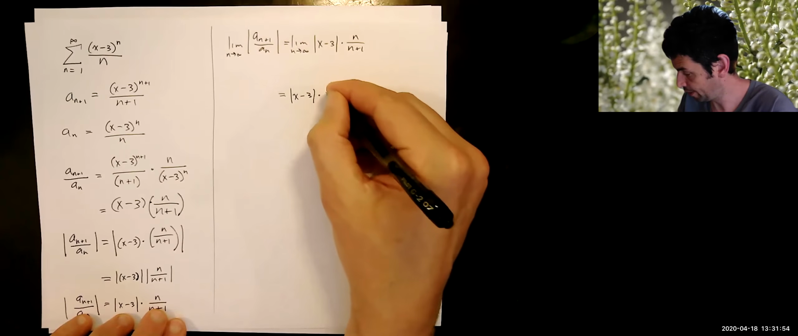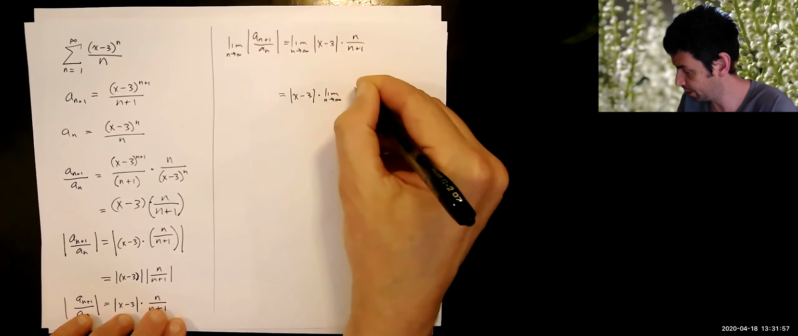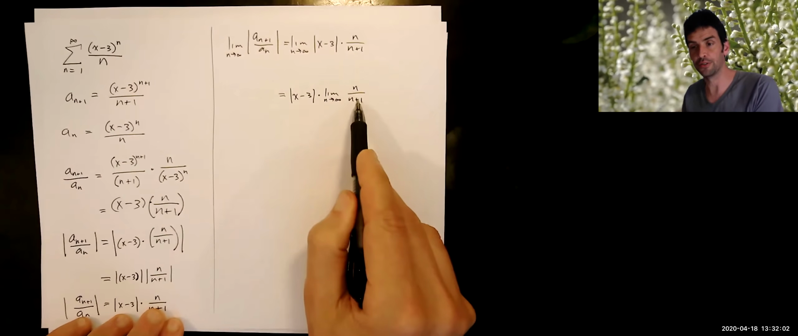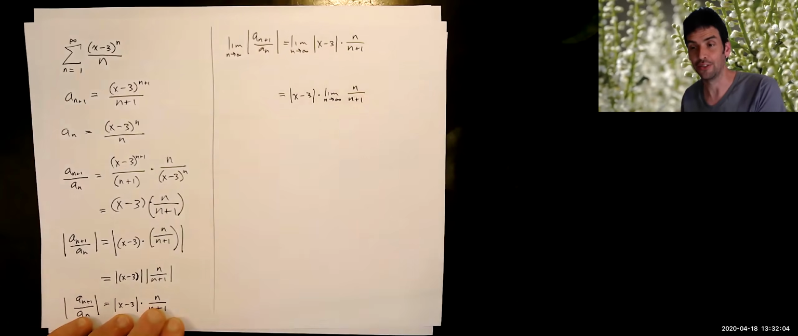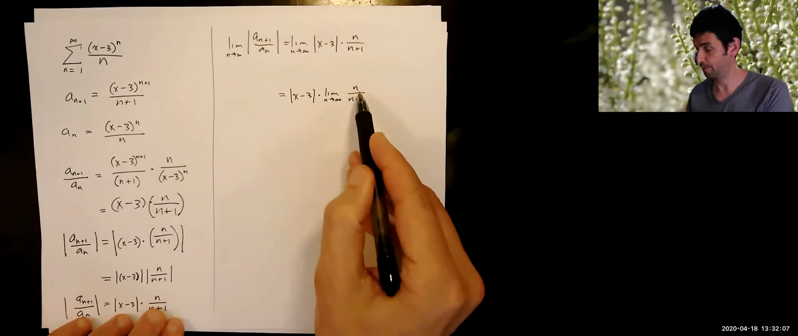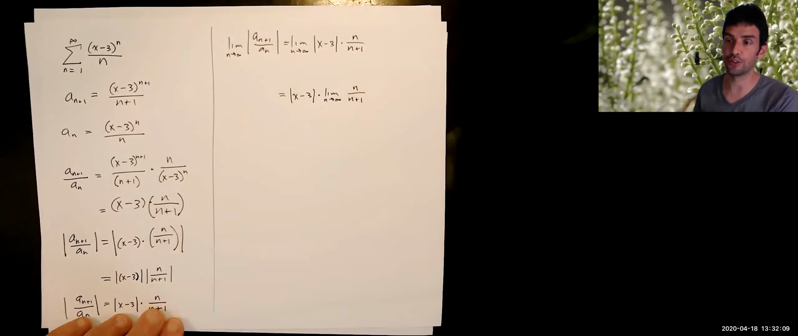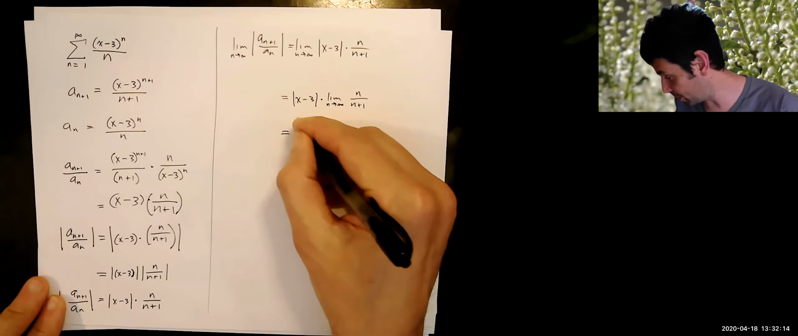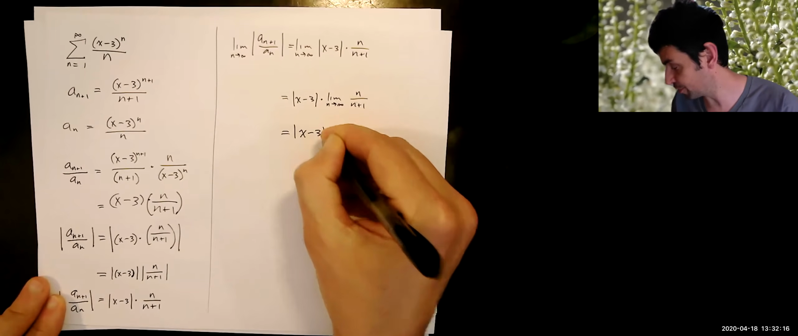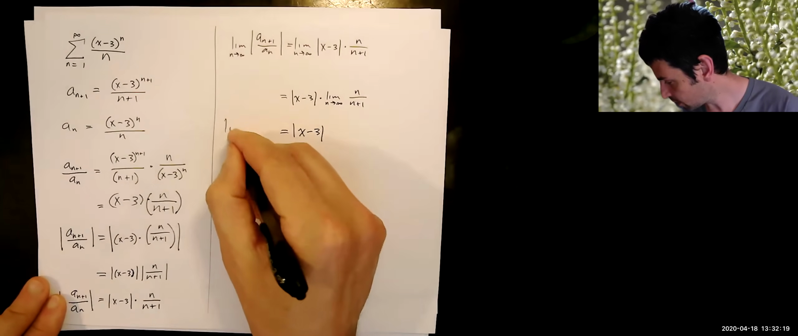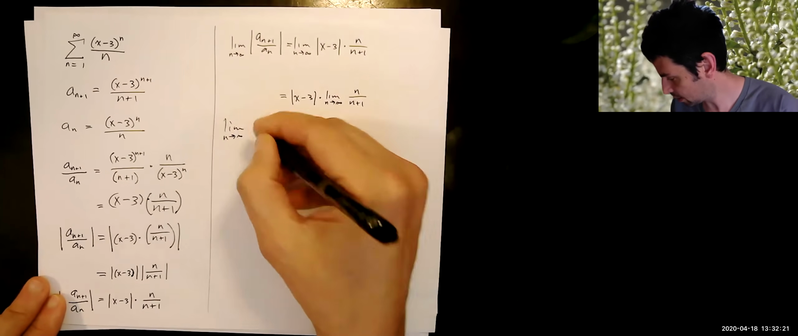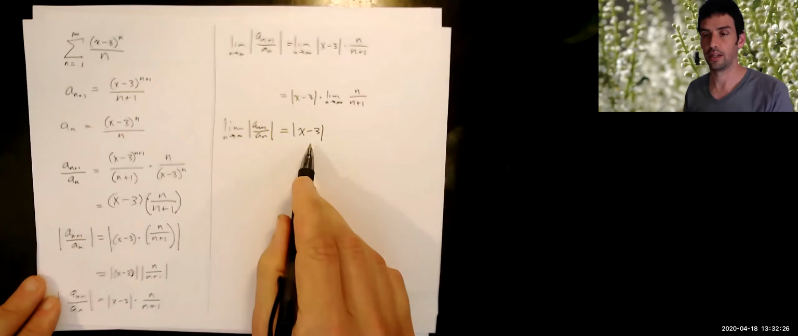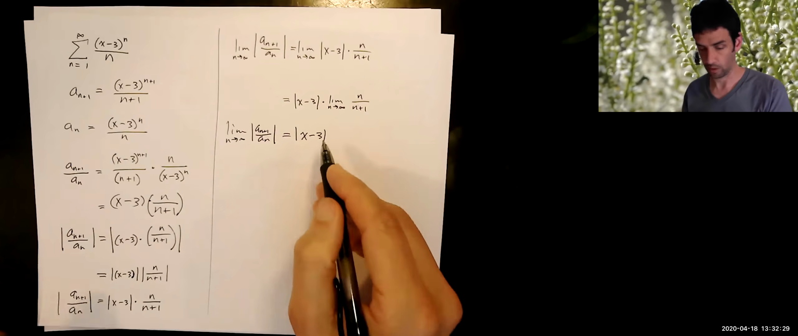And then we'll have the limit as n goes to infinity of n over n plus 1. Now the limit as n goes to infinity of n over n plus 1 is just 1. Rational functions, same degree, leading coefficients are both 1, so this is just 1, which means our limit is just the absolute value of x minus 3. Right?